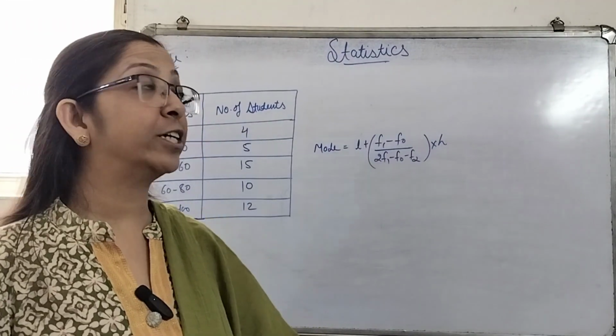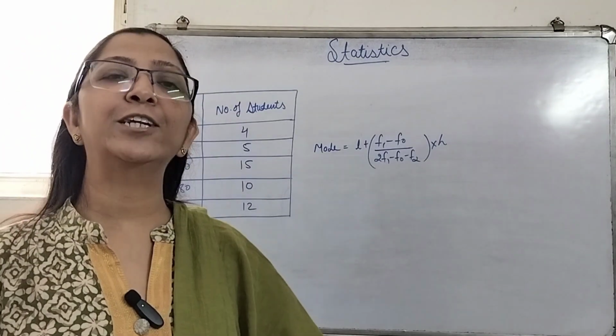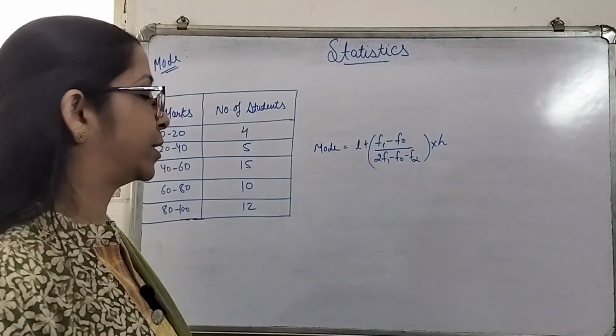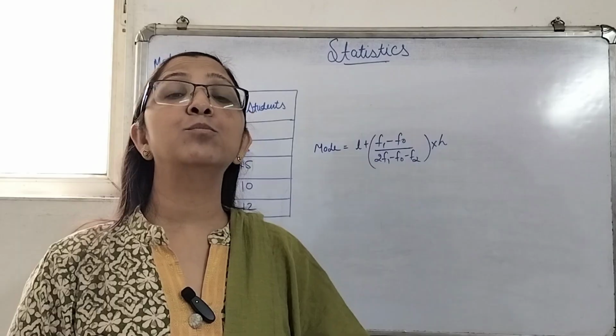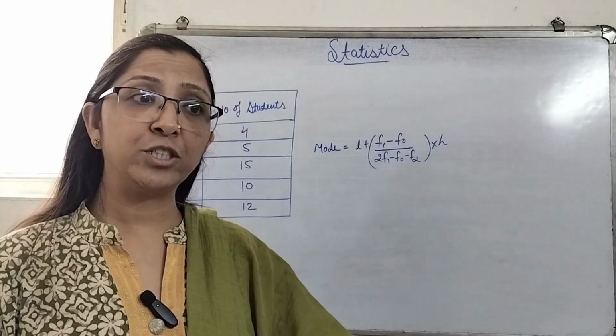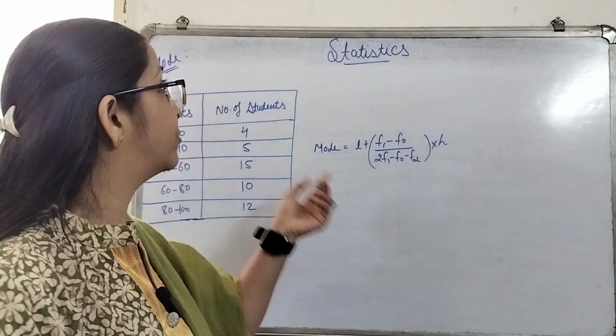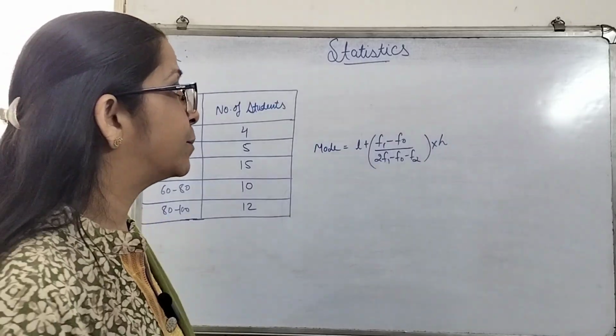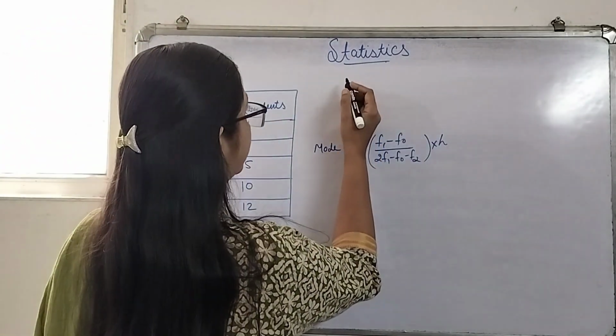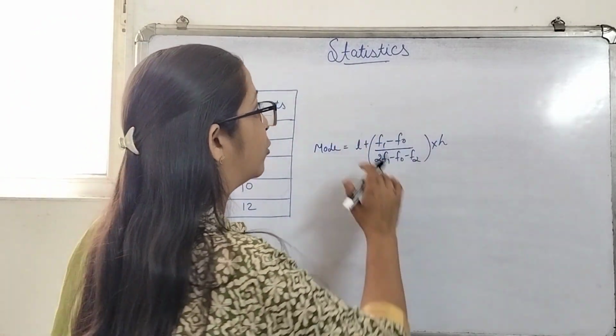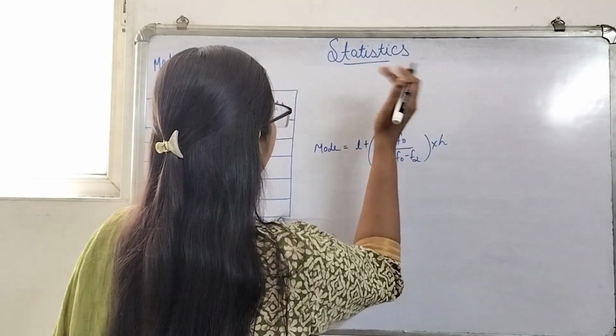Now let's see what mode is and how we can find the value of mode for grouped data. The observation which is most frequent, the observation which occurs again and again, is the mode. Suppose there are 10 students, and I am taking the marks they have secured.